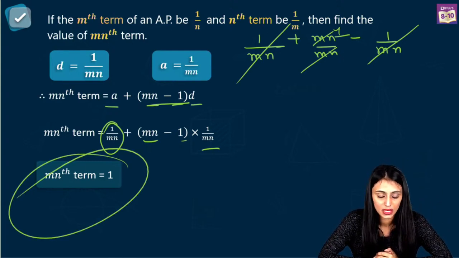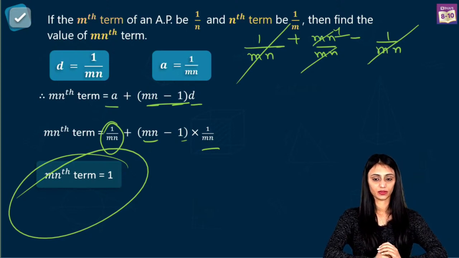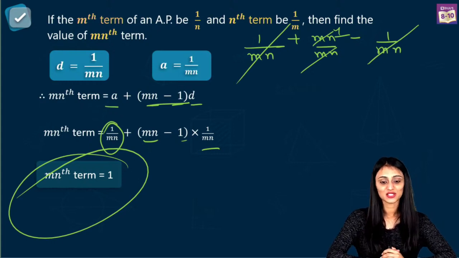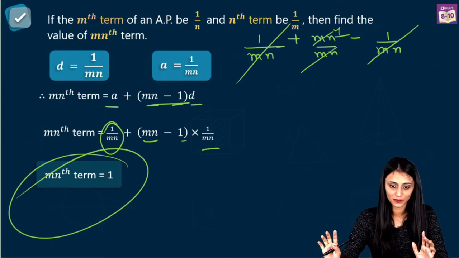Yes. Correct, Sukhjot. Shivranjani, yes. The mnth term is 1. 1 is the answer, Ankita. Correct. Yes. All right. Crystal clear. Great. Sukhjot understood. Yes, it's 1. Correct. So I think all of you have understood this, right?